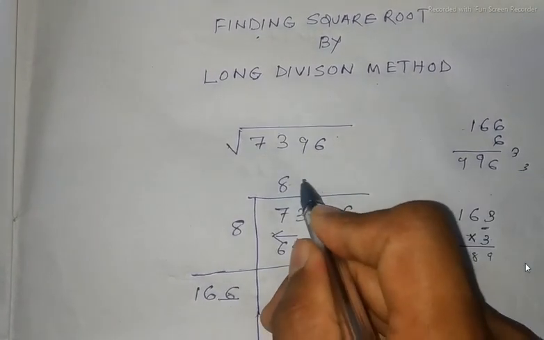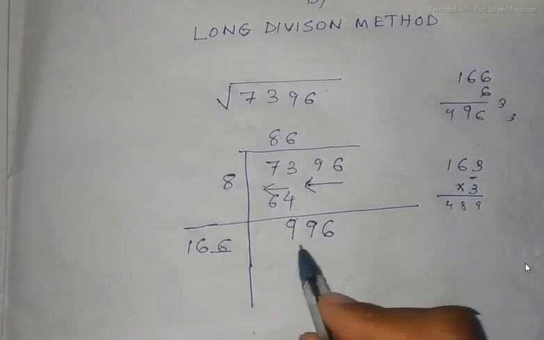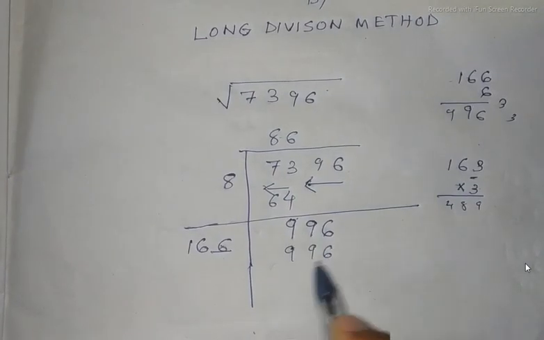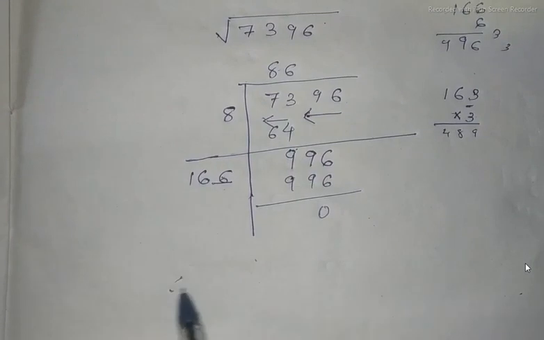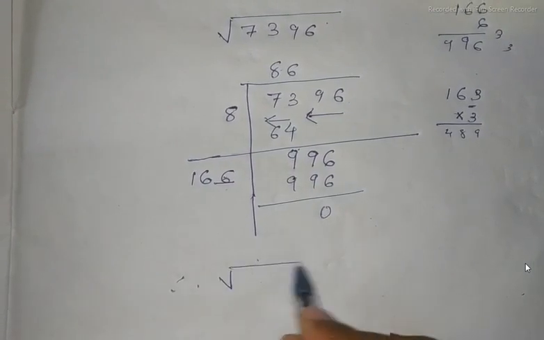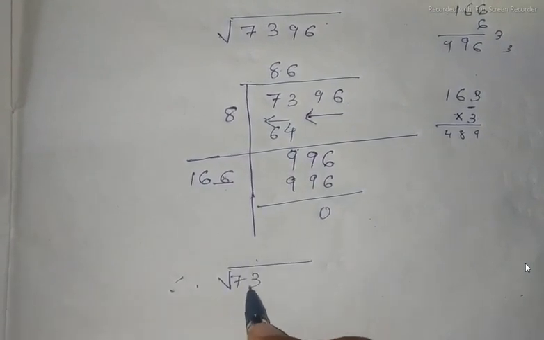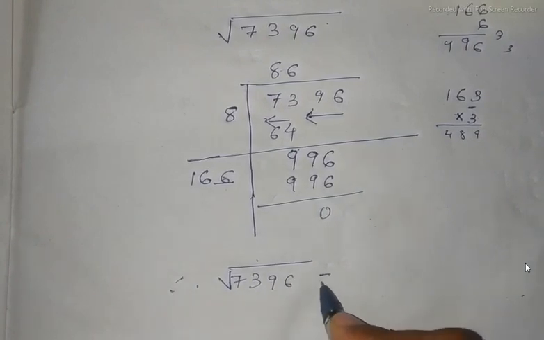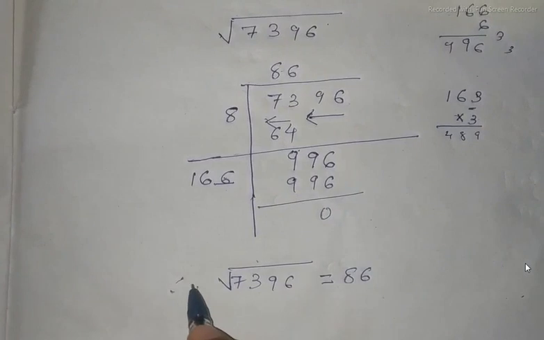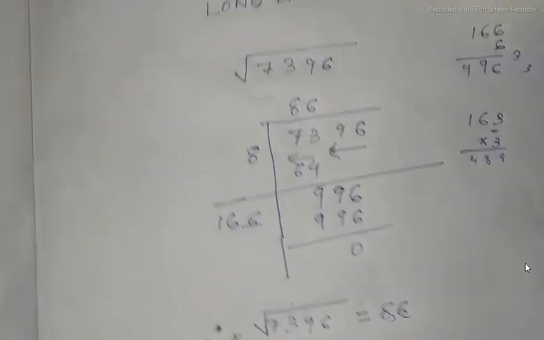6 6s are 36, 996. So therefore the root of 7396 will be 86. So let us take another example.